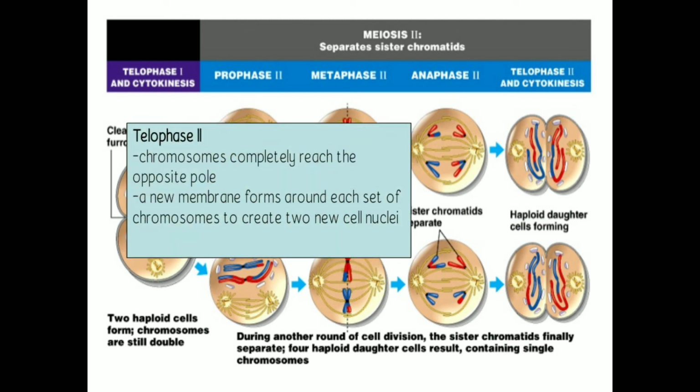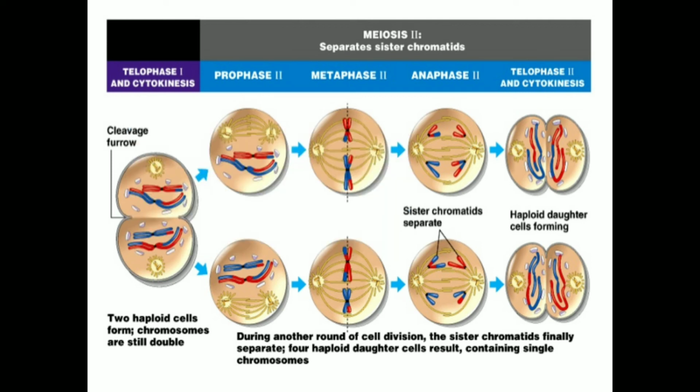In telophase 2, the chromosomes completely reach the opposite poles. And lastly, new membranes form around each set of chromosomes to create two new cell nuclei. Telophase 2 is the last phase of meiosis 2. However, cell division is not complete without another round of cytokinesis.